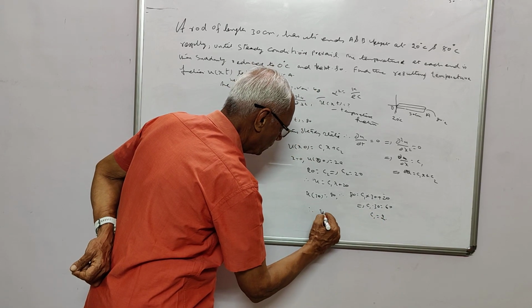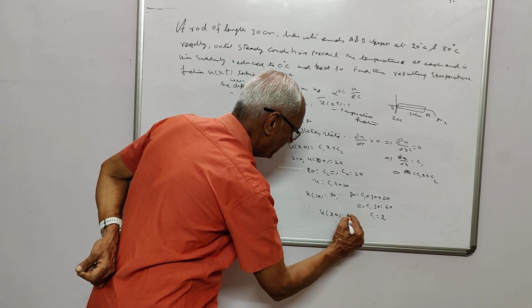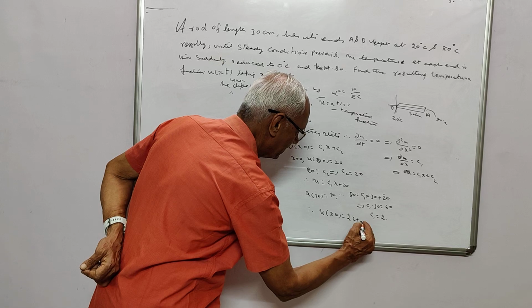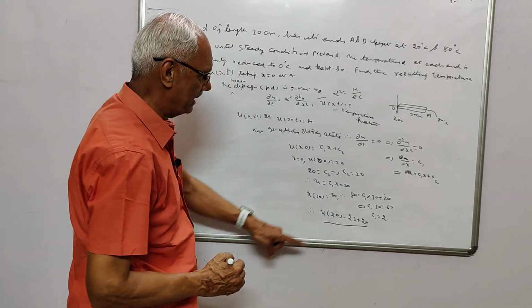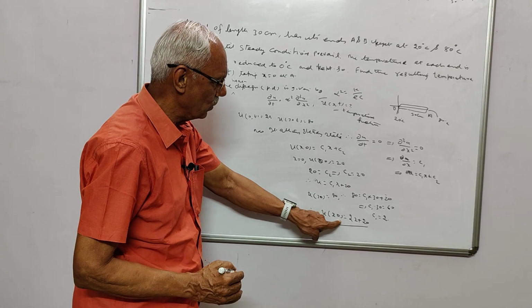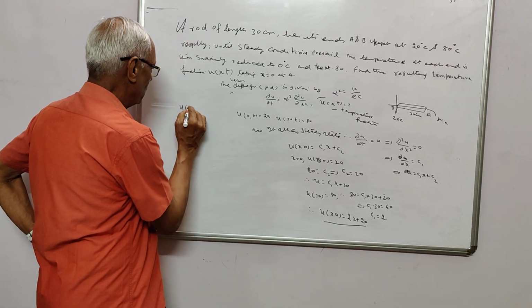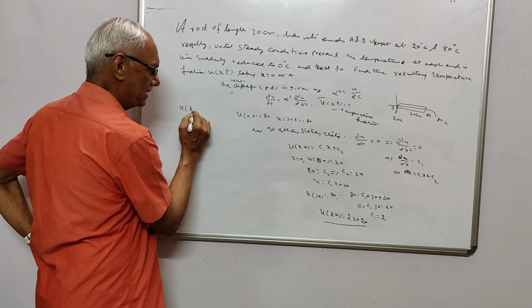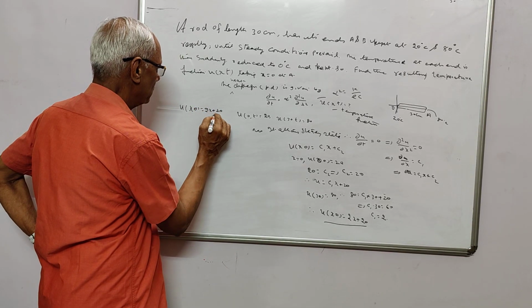Therefore u of x,0 at steady state is 2x plus 20. So when it attains a steady state, the temperature function is u of x,0 equal to 2x plus 20.